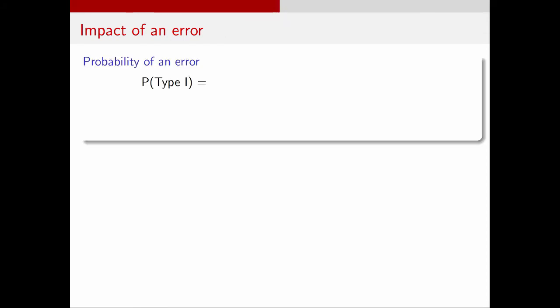So let's measure the impact of an error. To do this, we calculate the probability of making an error. The probability of a type 1 error is equal to the probability that the null hypothesis is rejected, given that it is true, times the probability that it is true. The usual notation for the probability that H0 is rejected given that it is true is alpha. This is actually the level which is used for hypothesis testing. So if you decide that alpha is equal to 5%, then you get the threshold of 1.96 that is usually used in t-tests. And let's denote by lambda the probability that the null hypothesis is true.